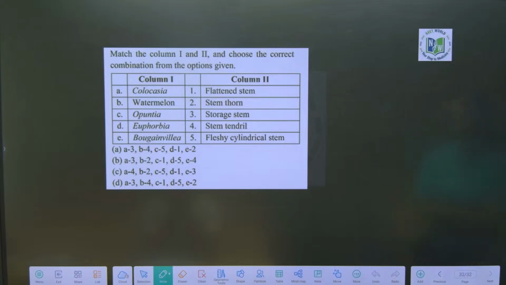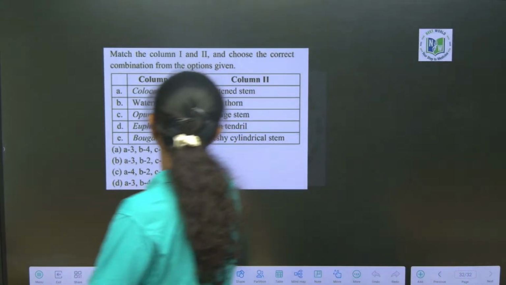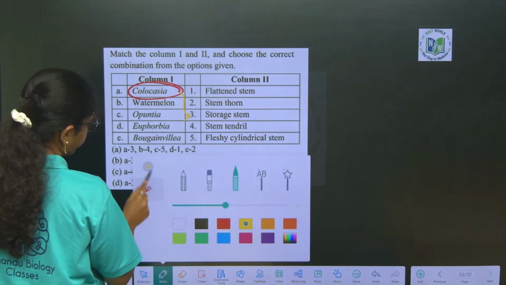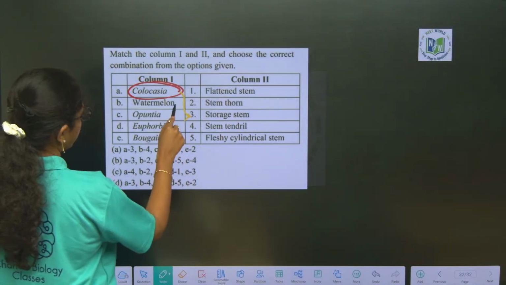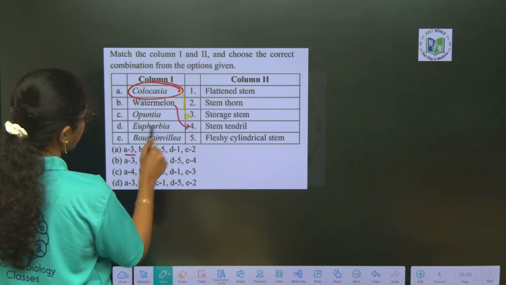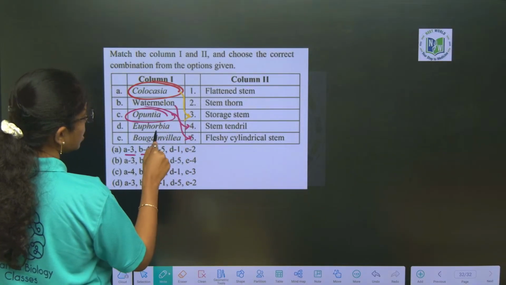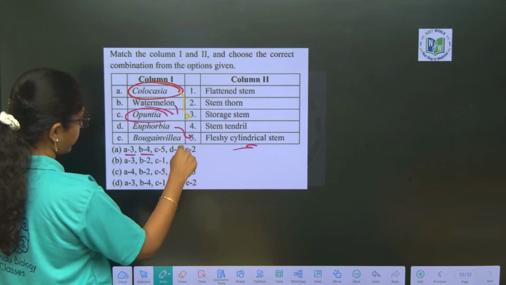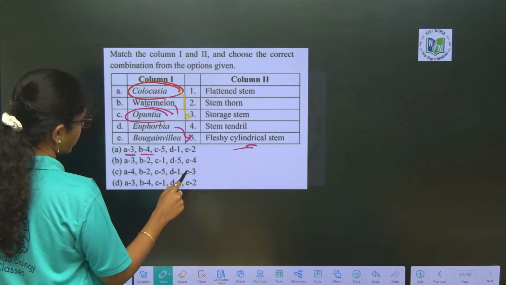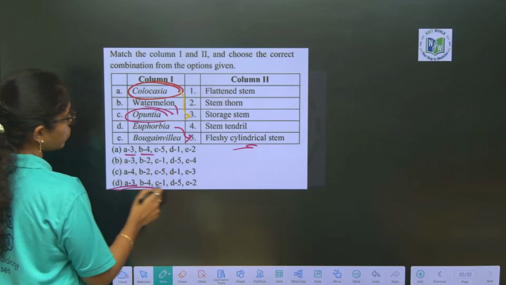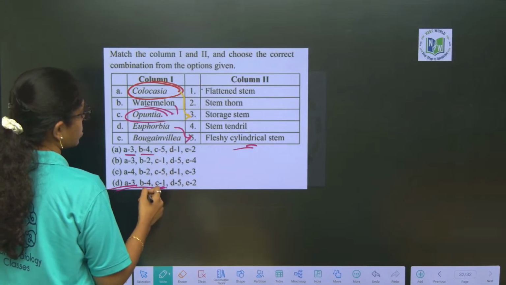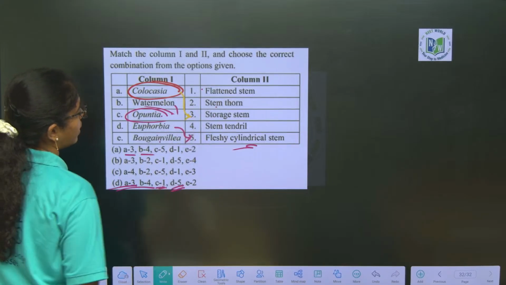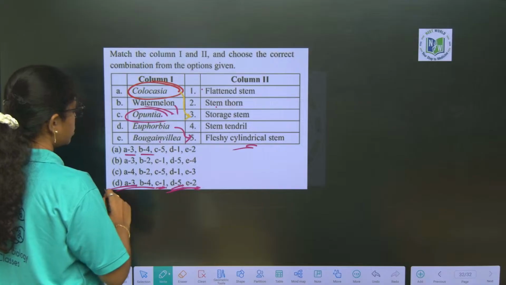A3, B4, C1, D5. Colocasia, storage stem. Watermelon, stem tendril, B4. Opuntia, fleshy, flattened stem, not cylindrical stem. D is 5. Option D. A is 3, B is 4, C is 1, fleshy flattened stem D is 5 and E is 2, stem thorns, Bougainvillea, which is option D.